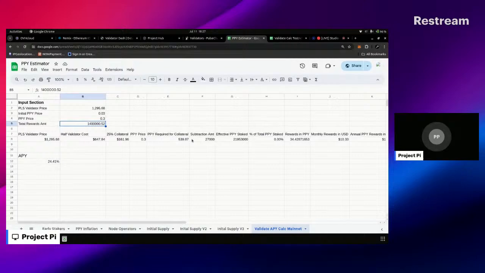This is in Google Sheets right now, so I'm going to move this calculator over into code, and then I'll add it onto our actual site at hub.projectpi.xyz, so that if you're curious and want to play around with the numbers, you can. Right now, just starting, I did make the collateral at 25%. For the actual calculator on our website, I'll add 25% all the way up to 150%.